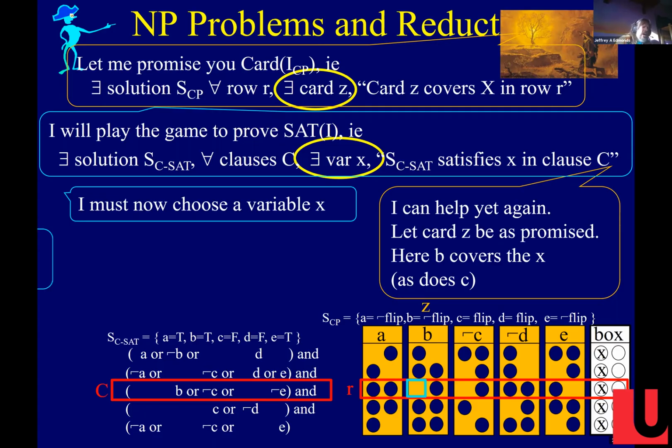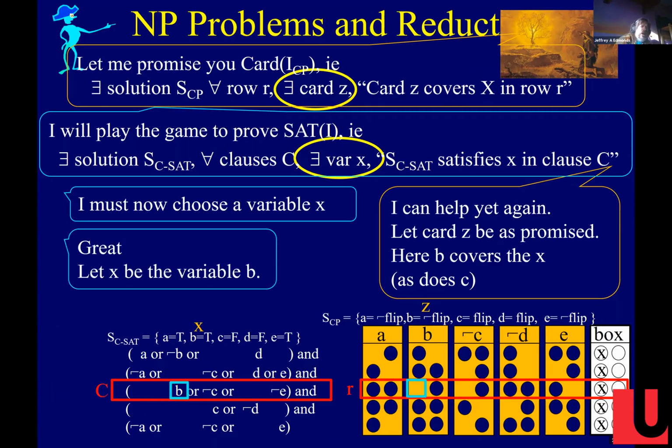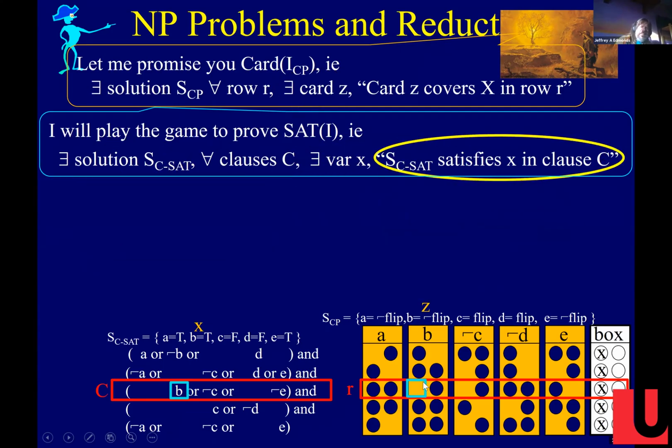Either way, we have to come up with a variable. So which variable are we going to come up with? Well, if she names card B, we're going to name variable B. And if she names card C, we're going to name variable C. Right? Does that make sense?